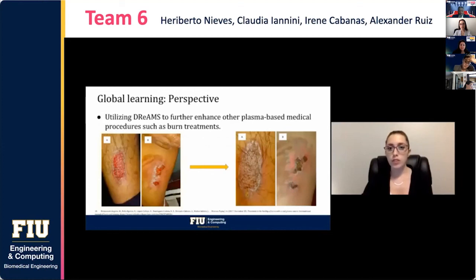Although the DREAMS was designed for cosmetic applications, when looking at it from another point of view, the device could also be used for other plasma-based medical purposes. An example of these includes treating burn victims by reducing pain and promoting new tissue growth with helium plasma technologies. The DREAMS can thus be explored as an affordable method of monitoring device speeds and aid in consistent plasma application during such procedures.